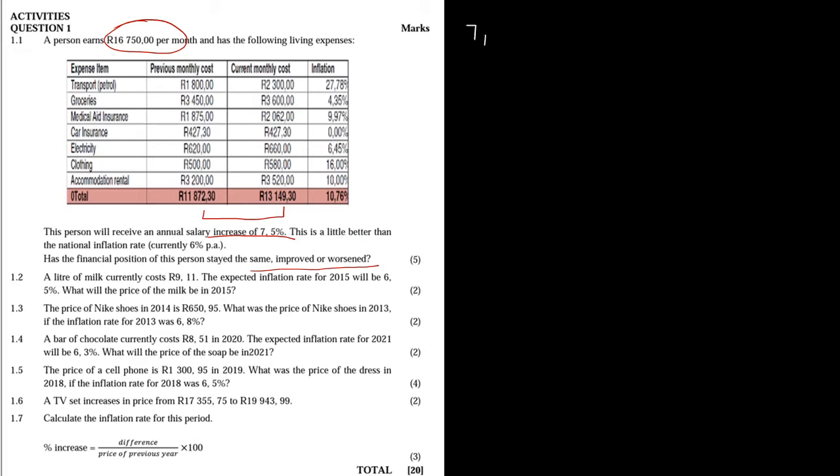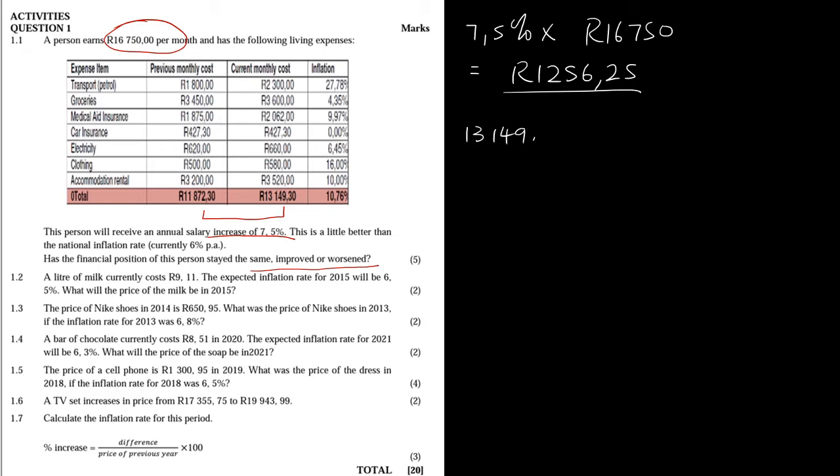So let's start off. Let's do 7.5% times the 16,750, and this we got from his salary, and we'd arrive at an amount of 1,256.25. Now that we know the amount of his increase in salary, let's determine the difference in the expenses. So we would take the current month, which is 13,149.30, minus the 11,872.30, and this would give us 1,277.